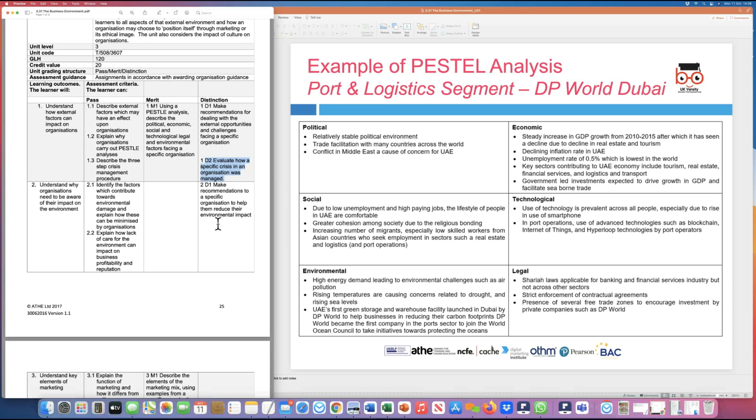So always, after the session, I'm going to email you and put on Moodle these additional tasks, which are going to be some handouts or documents, and they will allow you to better understand how to attempt and achieve the merit and distinction criteria.